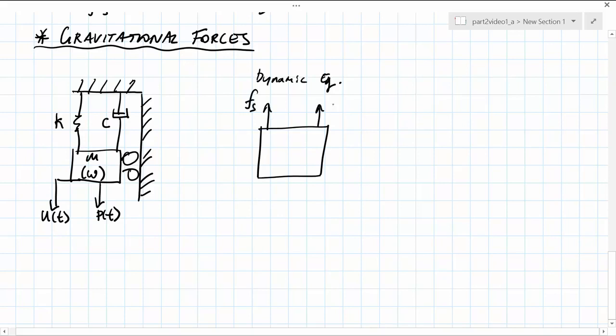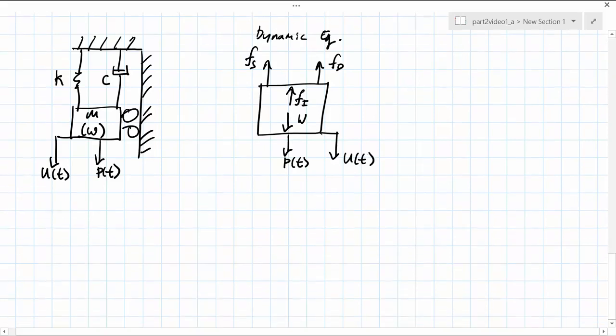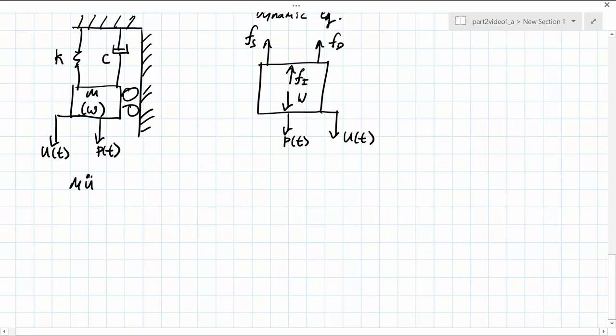the static force, the damping force, the inertia force, the downward action of the structural weight, the externally applied load, and the single displacement degree of freedom. Our equilibrium then becomes the inertial force plus the damping force plus the static force, and that's equated to the externally applied load plus the weight of the structure.